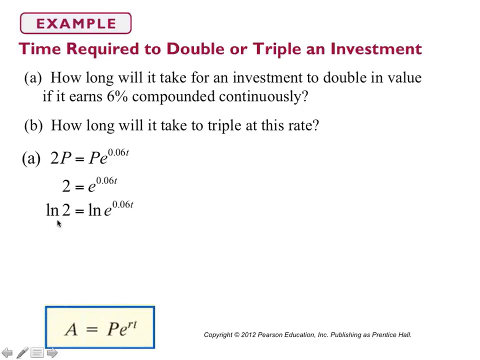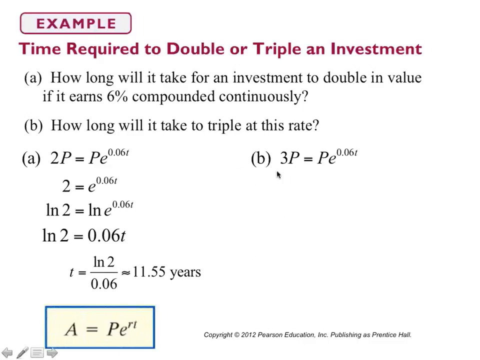We take the natural log of both sides. So we have ln of 2 equals ln of e to the 0.06t power. The natural log allows you to bring your exponent out front as a factor, and then ln of e goes away because that's just 1. So we have ln of 2, which is not a very nice number, but it's a number. And 0.06t we bring out front, because exponents we're allowed to bring out front when we have a logarithm or natural log. Then we divide both sides by 0.06, so we get t equals ln of 2 over 0.06, which is 11.55 years.